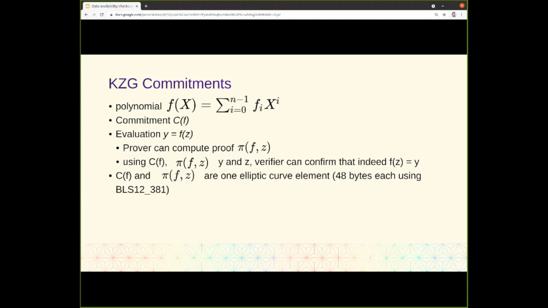But the crucial thing is they don't have access to the actual polynomial. They only have access to this commitment. The polynomial could be huge, like in this case we are talking about hundreds of kilobytes, say for each 2 shard blocks. But the actual commitment, the size of that is only 48 bytes if we use an elliptic curve like BLS 12-381.